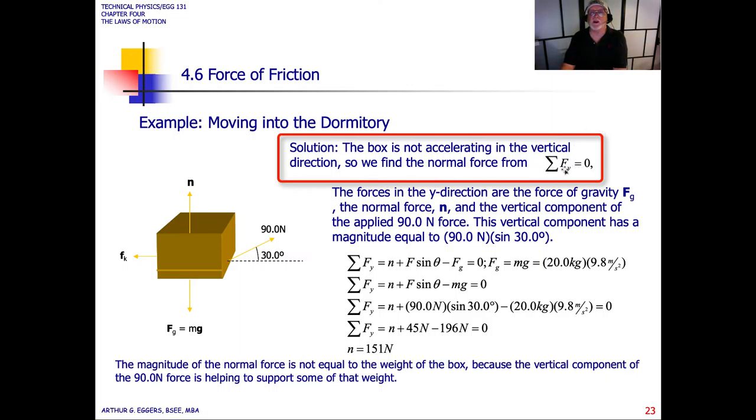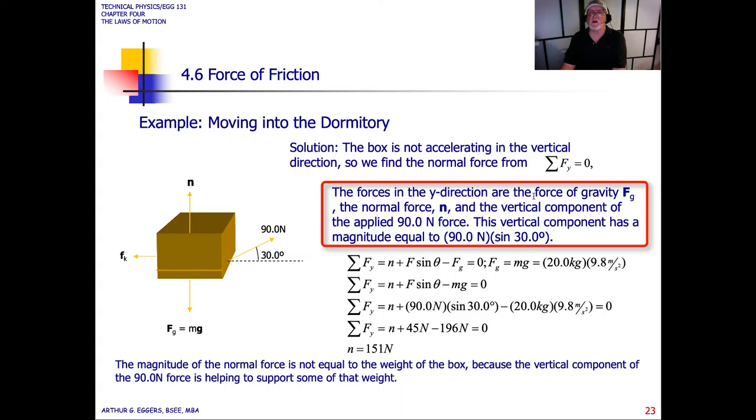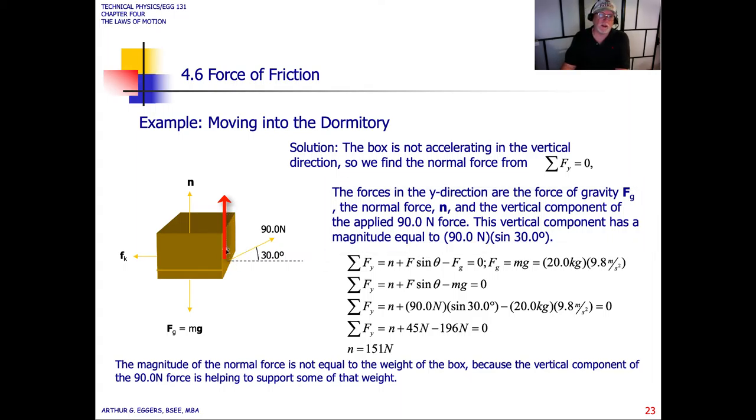So we say that all of the forces in the y direction are in equilibrium. The forces in the y direction are the force of gravity, F sub g, or mg, the normal force, N, and the vertical component of the applied 90 newtons of force. The vertical component has a magnitude equal to 90 times the sine of 30. So we've got that other component right there, which is our vertical component. This is our horizontal component, cosine 30. This is our vertical, sine of 30.